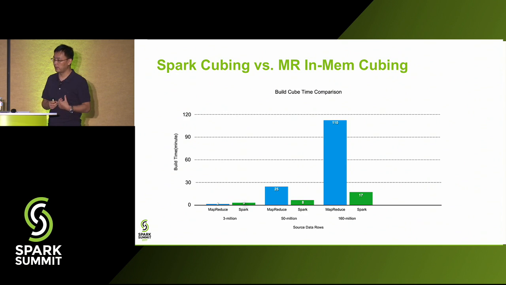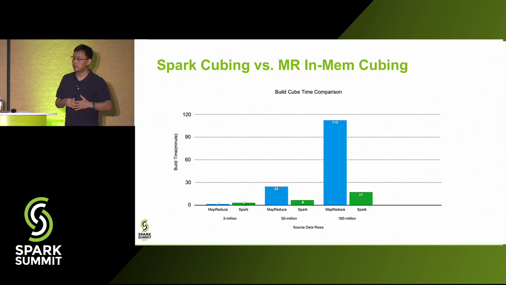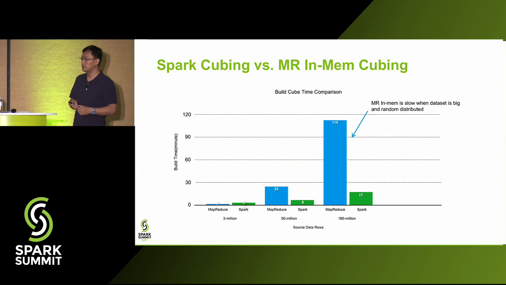As I mentioned, we have also tried in-mem cubing with the MapReduce framework. The core idea in MR in-mem cubing is to allocate much memory to each mapper, and on the mapper side do as many aggregations as possible within memory. Finally, with one round of shuffle and reduce, all the cuboids are generated. From our experiments, MR in-mem cubing is very picky about the data distribution.